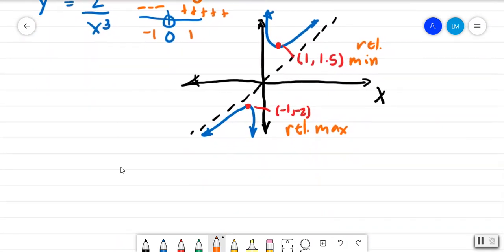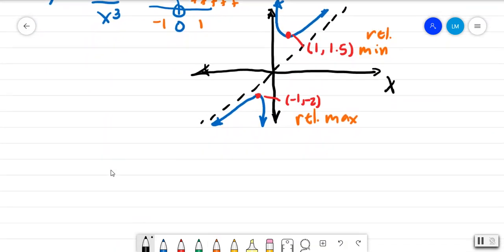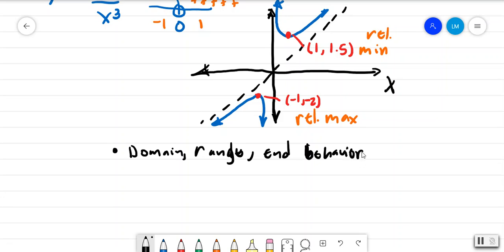Okay, so the main things that you would have to kind of know as it relates to graphing is, thinking of the domain, the range, the end behavior, and also if there's any asymptotes. Now, if you can find x-intercepts, that's great. If not, don't worry about them too much. And then y-intercepts as well.